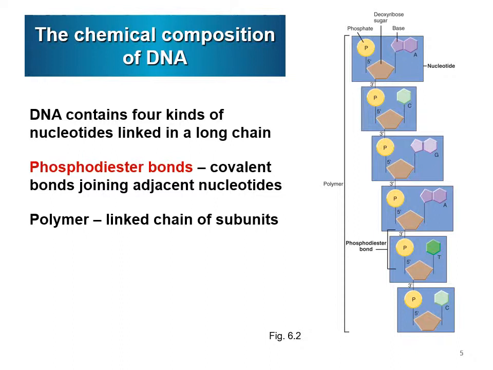Here is a graphical representation of the chemical composition of DNA. Again, we have talked about this during our first class, that DNA consists of 4 kinds of nucleotides that are linked in a long chain. So it is a polymer, a linked chain of subunits. In this particular case, we will call it a biopolymer. And then phosphodiester bonds, which are covalent bonds, are joining adjacent nucleotides to each other. That's how the polymer is being formed.